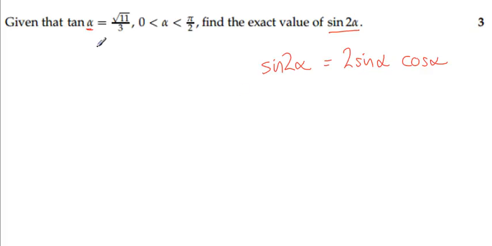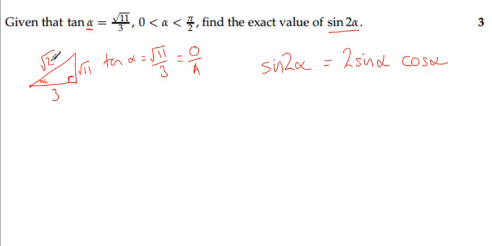The problem now is the information I've got is about tan, not sine or cos. But because this tan is equal to a fraction, it's nice and easy to turn that into a right angled triangle. So tan alpha is equal to root 11 over 3. We also know that tan is equal to opposite over adjacent. So if we call that angle alpha, the opposite has to be root 11 and the adjacent has to be 3. That hypotenuse is just going to come from Pythagoras. Root 11 squared is just 11, 3 squared is 9.